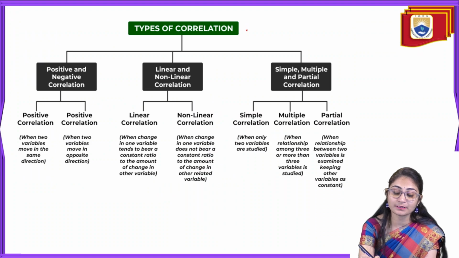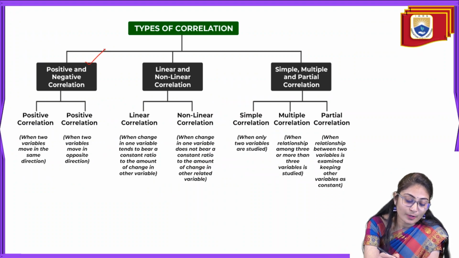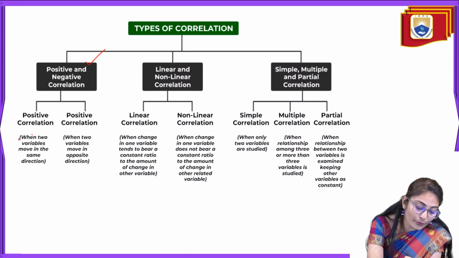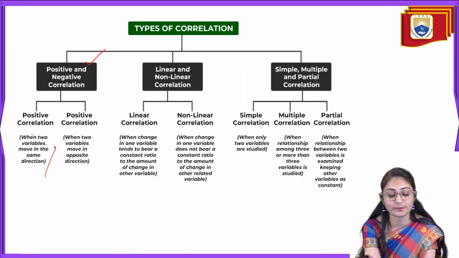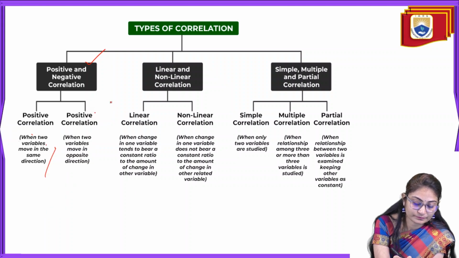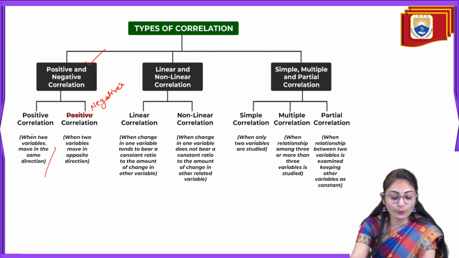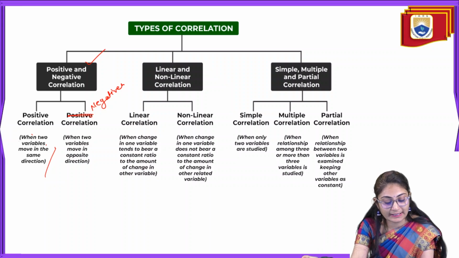Now there are different types of correlation: positive and negative correlation. Positive correlation means when two variables move in the same direction. And negative correlation means when two variables move in the opposite direction.